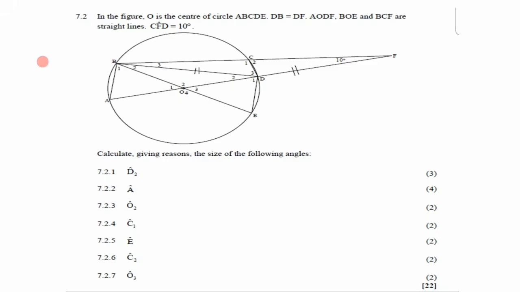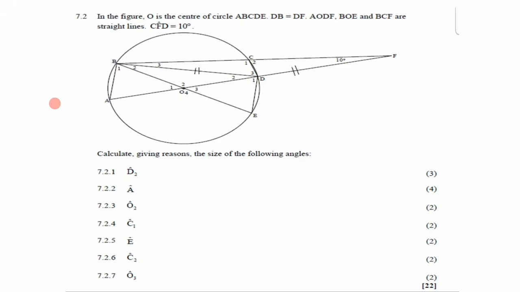Okay, right. So we have this question here. It says in the figure, O is the center of circle ABCD, and DB is equal to DF. AODF, BOE, BCF are straight lines. CFD is equal to 10 degrees.